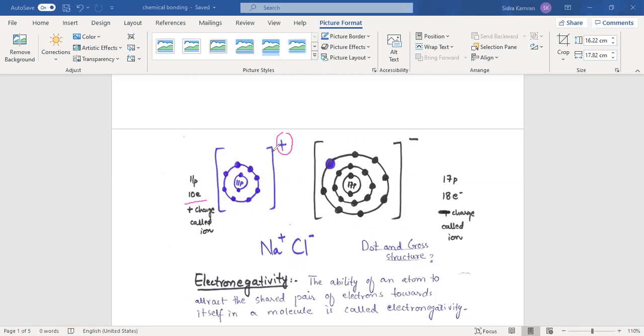By the loss of one electron, it takes a positive charge. That charged atom is called an ion. If the charge is positive, then it is a cation. Next, you can see that one electron is taken by the chlorine atom. Now it will become an ion.